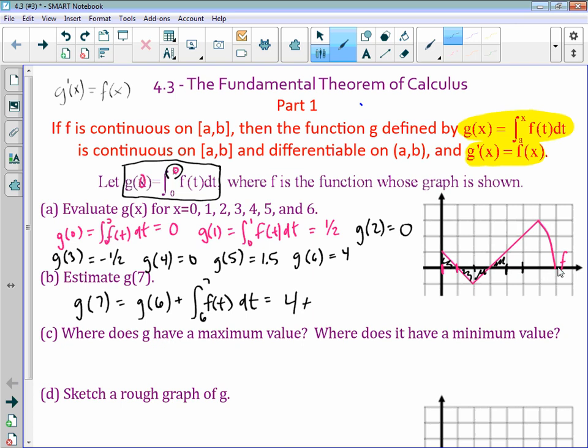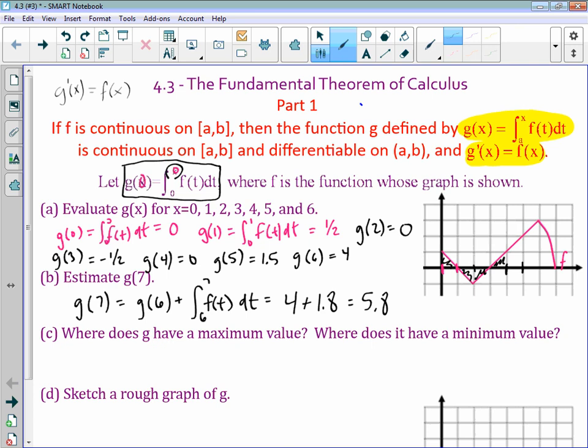So from here to here, it looks like it's almost a full box there. I would say it's probably a little less than 2. What'd you guys put for that part? 1.8, that works. Let's put 1.8. So we end up with approximately 5.8. That look good?